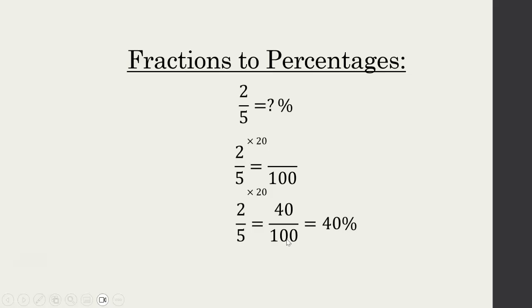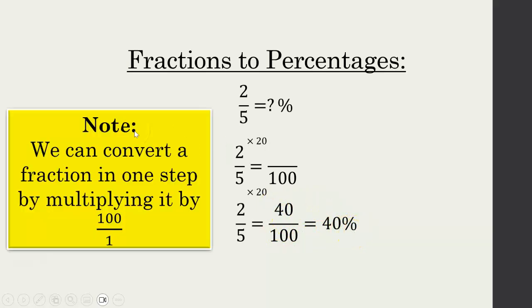Now, why did we do this? 40 over 100 is 40 out of the 100, which is the same thing as 40 per 100, or 40%. So if you want to convert a fraction, you have to put it over 100, and then you get it as a percentage. Now, nice little trick.